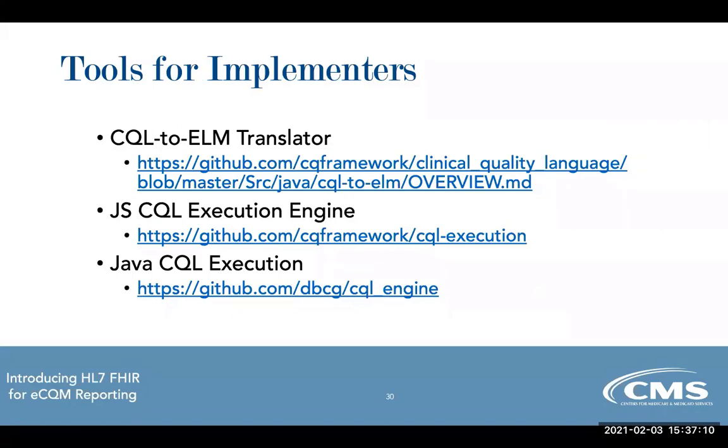The tools that are available for implementers, the CQL to ELM translator, we talked about a little bit, is in the reference implementation, but it is open source as well. It is available at that URL from GitHub. There's also a JavaScript CQL execution engine. So that would be the engine that does the evaluation of a measure. And that one's in JavaScript. And then there's also a Java version of the CQL execution engine, all of which are available in GitHub.